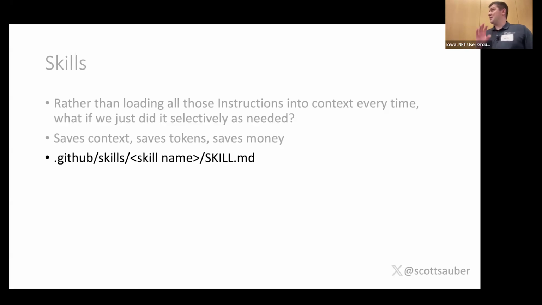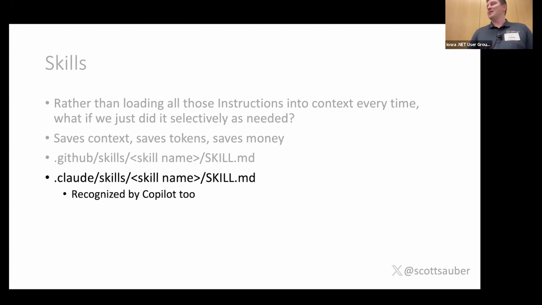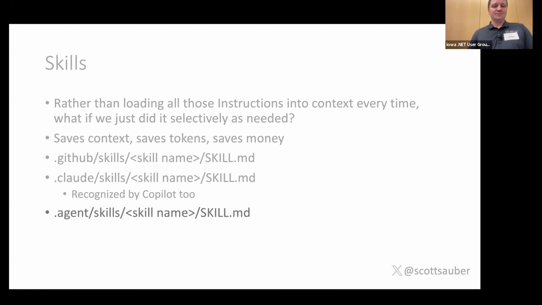Again, we have this bifurcation of things where GitHub by default looks for a .github folder, and Claude looks for a .claude folder, which is technically also recognized by Copilot too. But the new standard is to put in a .agent folder and then a skills folder. Basically how it works is you have a .agent/skills and then your skill name. This might be front end coding or something like that. And then a skill.markdown file that says, here are my front end coding guidelines and things like that.